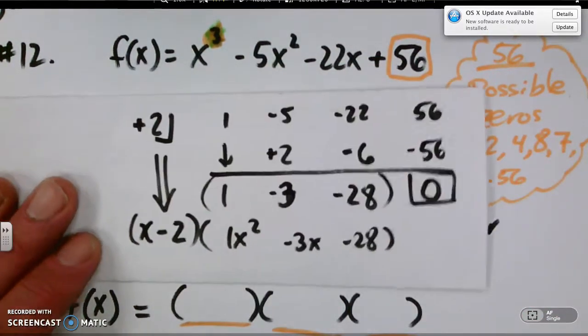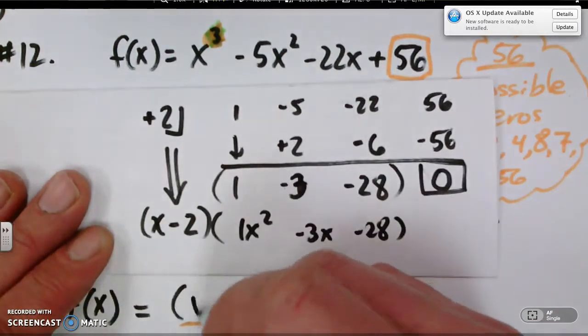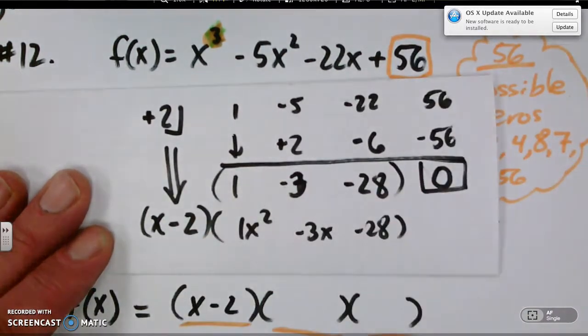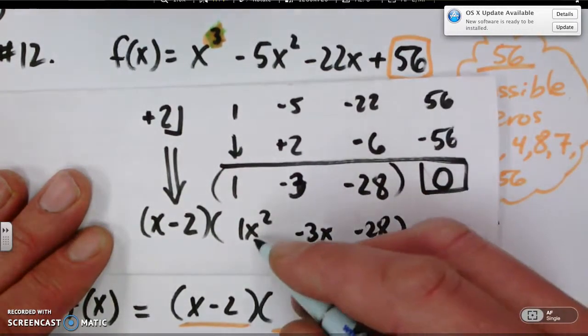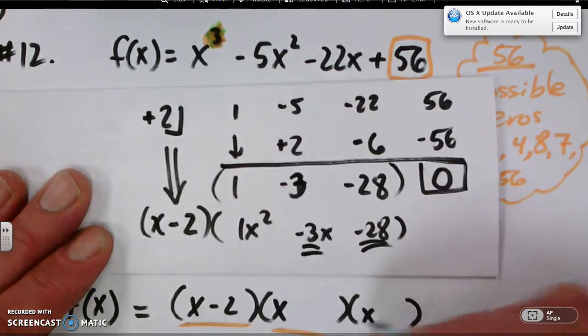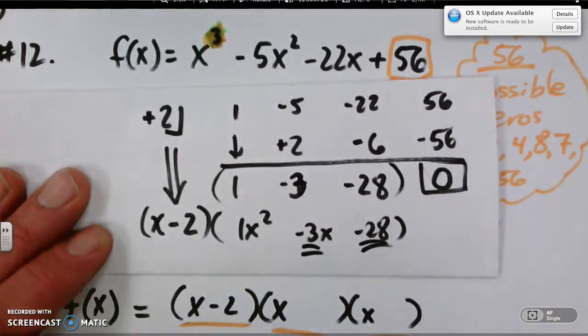Now, we're not done yet. We're almost there. Bring down this x minus 2. That's one of our factors, and we can't break it down more. But this we can factor down: x squared minus 3x minus 28. To get x squared, we're going to have x times x. How are we going to get negative 28?